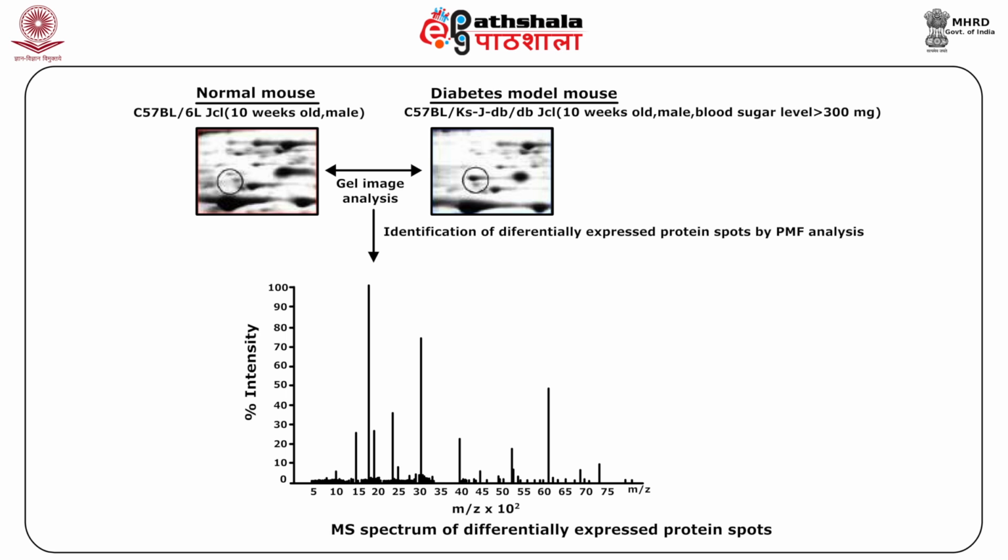Differential protein spots obtained after comparing 2D patterns of proteomes, that is the proteome from a normal mouse and that from a diabetic mouse, can be analyzed by MS for not only molecular masses but also for sequence information, and comparison with databases can even identify the nature of the protein which has been expressed differentially in the normal and the diabetic mouse.